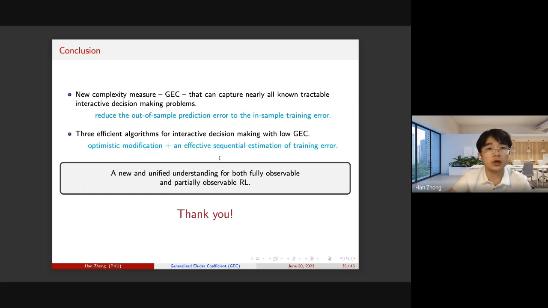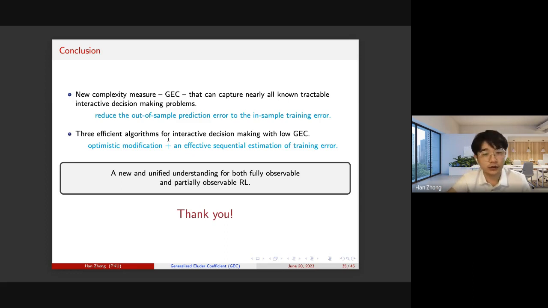So in this talk, we propose a new complexity measure, GEC, that can capture nearly all known tractable interactive decision-making problems. The main spirit is to reduce the out-of-sample prediction error to the in-sample training error. And we propose three efficient algorithms for the interactive decision-making problems with low GEC.